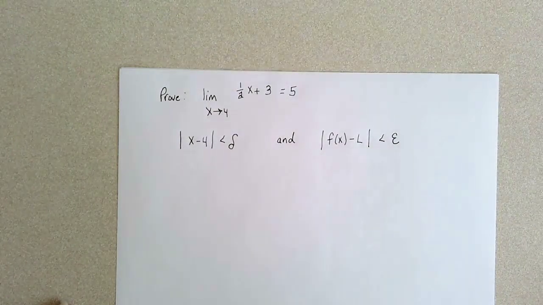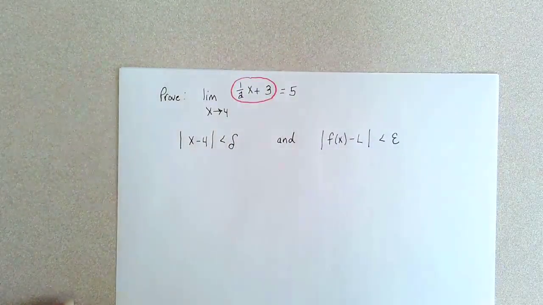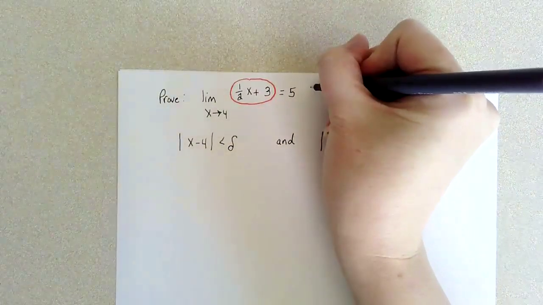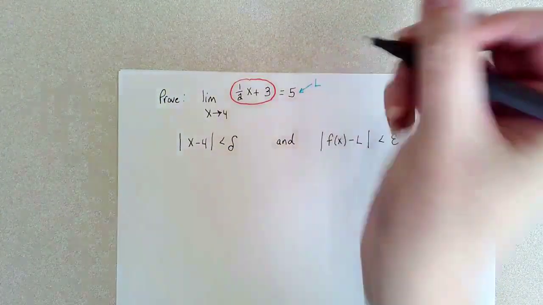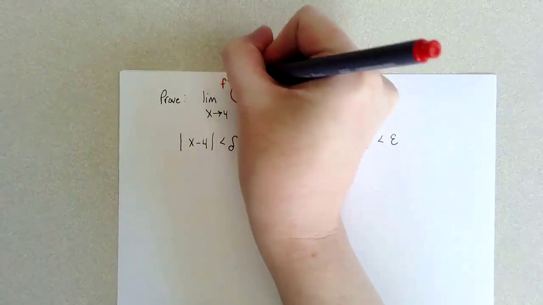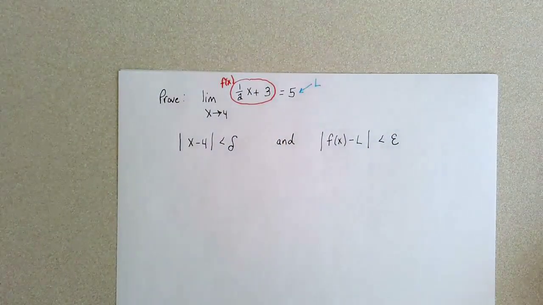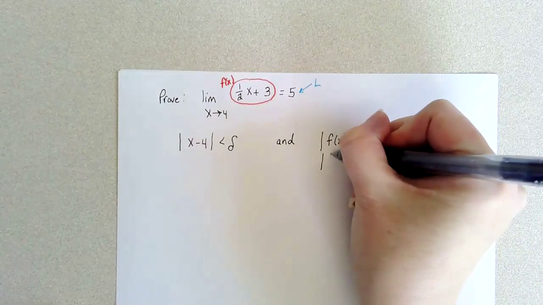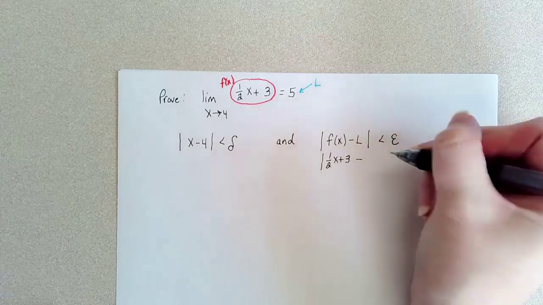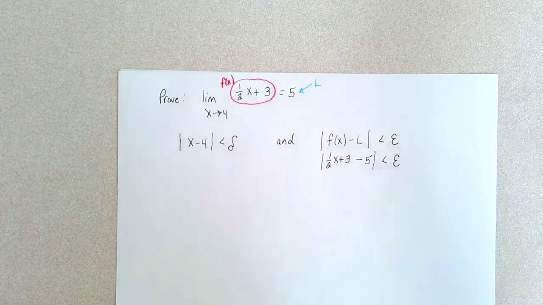And so the f of x, that's coming from this part. And then the limit is going to be that 5. So here is my limit, and in red, that part is my f of x. Okay, so I'm going to go ahead and plug those in. And I have the absolute value of 1/2 x plus 3 minus our limit, which is 5. And I need that to be less than epsilon.